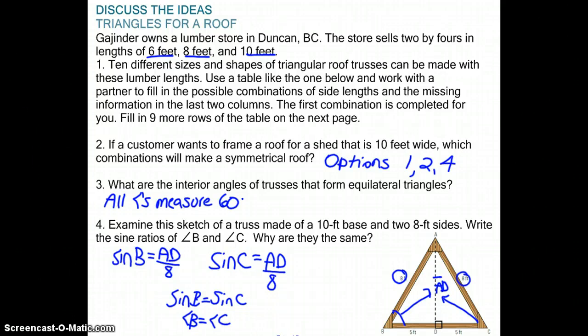Now by our transitive property, that means if two things are equal, they're also equal to each other. So sine B equals sine C. If we get rid of the sines, we're left with angle B equals angle C. So this just tells us that whenever you have an isosceles triangle, your two bottom angles will be congruent.